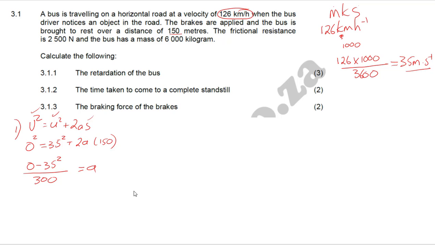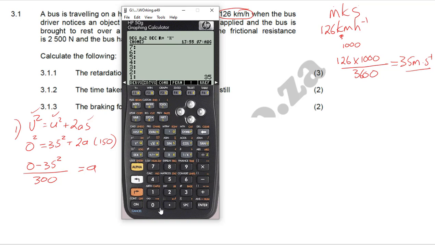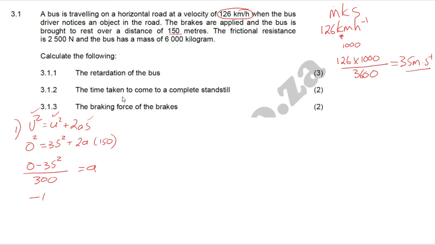So call up the calculator again. 0 minus 35 squared is 1225 divided by 300. Gives us a nice fraction of 49 over 12. Let's convert that to decimal. 4.083. So minus 4.083 meters per second squared is what the acceleration is. Note the negative. Why is there a negative? Because it is slowing down. The acceleration is negative.